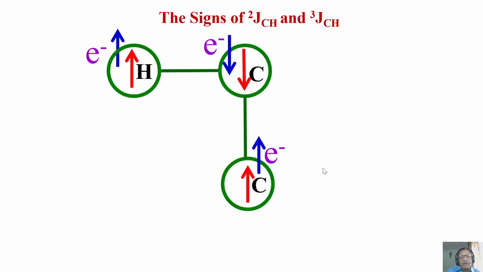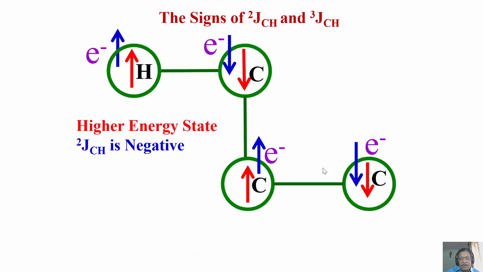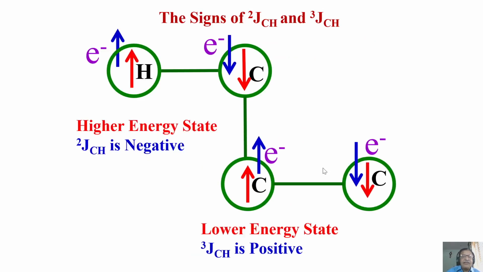We also worked out that 2JCH is negative, and 3JCH is again positive. In a simple model like this, we worked it out based on the orientation of the nuclear magnetic moment of one of the nuclei of the CH bond, and then proceeded further through Fermi contact and Linus Pauling pairing. We went through all three bonds, arrived at the sign of the coupling, and found that 3JCH is positive.